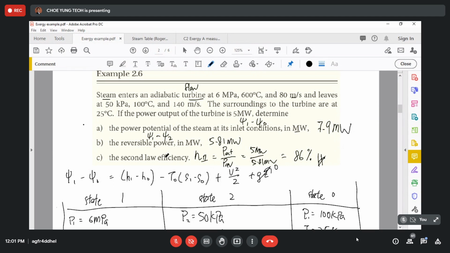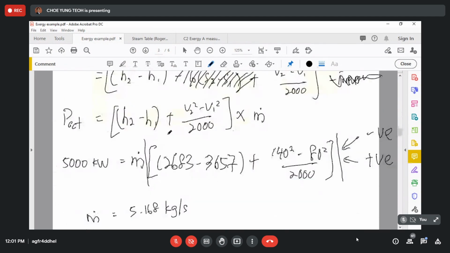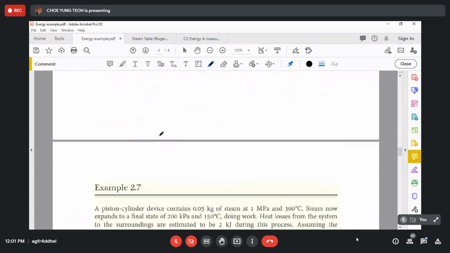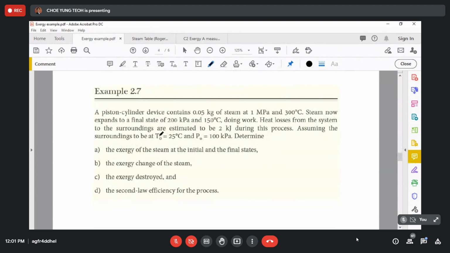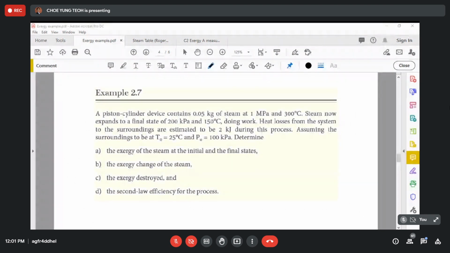Okay, then maybe move to the next one. But maybe we take a short break, a 5-minute break, and then we continue with example 2.7. Okay, see you at 12:05.